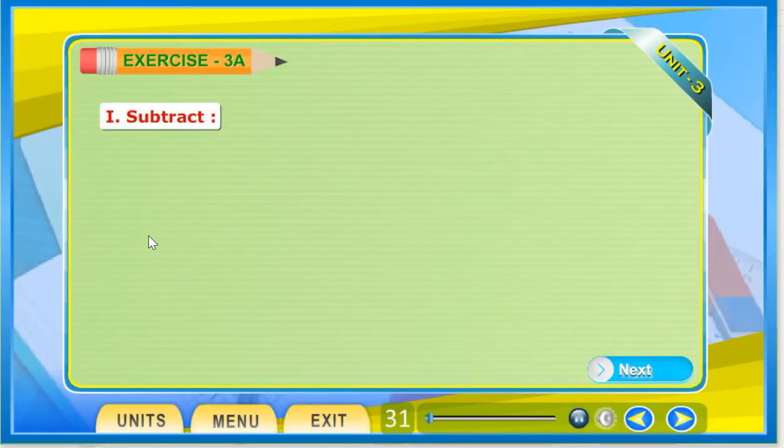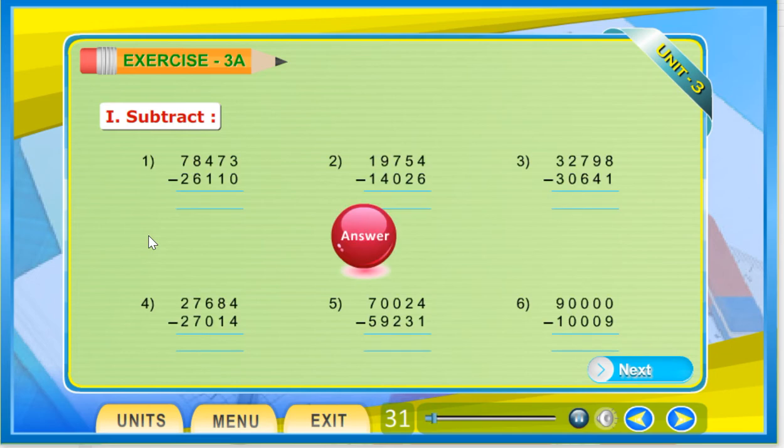Exercise 3A. 1. Subtract. 1. 78473 minus 26110. 2. 19754 minus 14026. 3. 32798 minus 30641. 4. 27684 minus 27014. 5. 70024 minus 59231. 6. 90000 minus 10009.